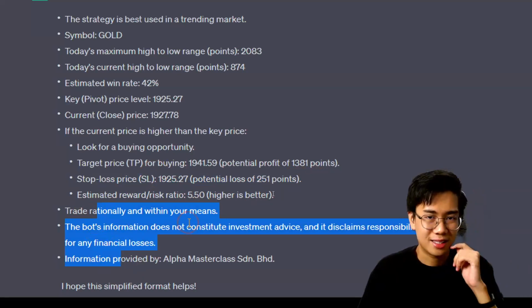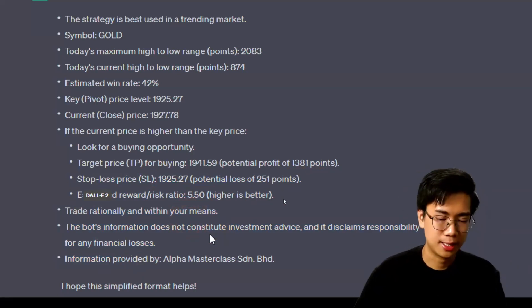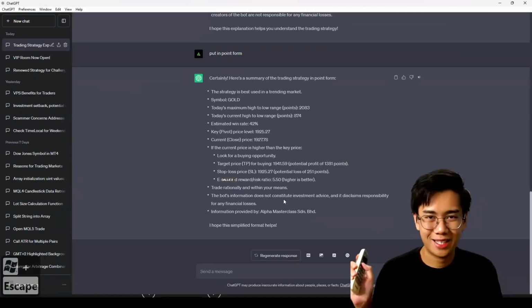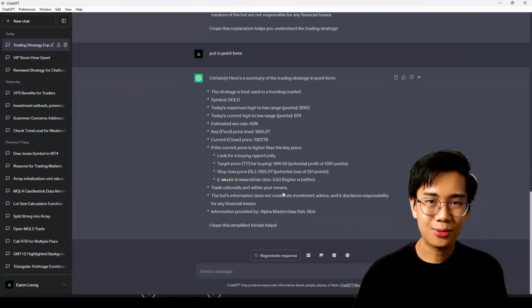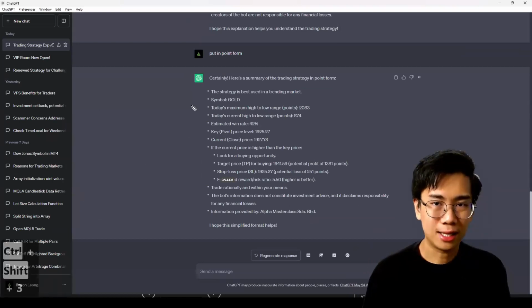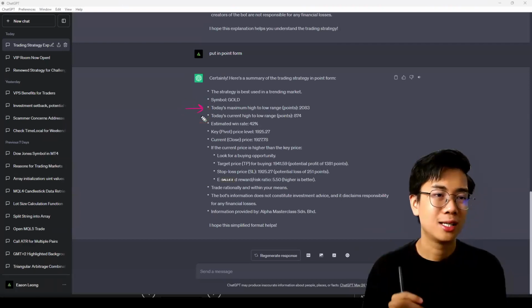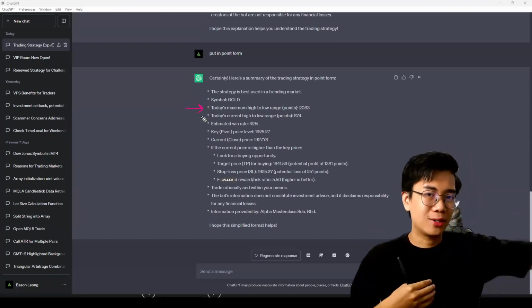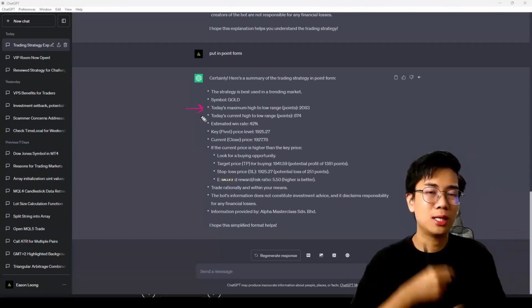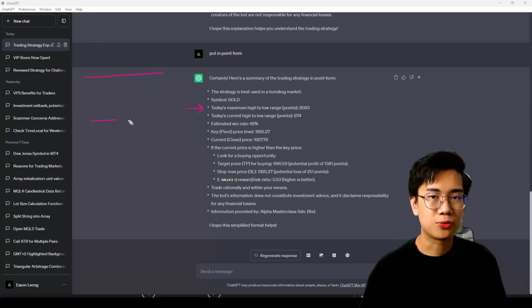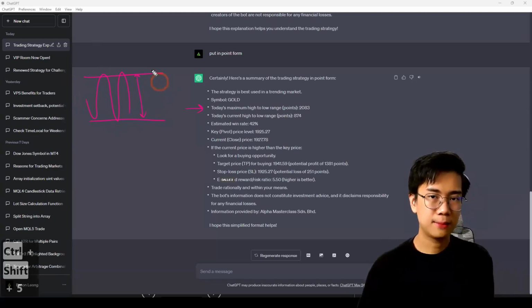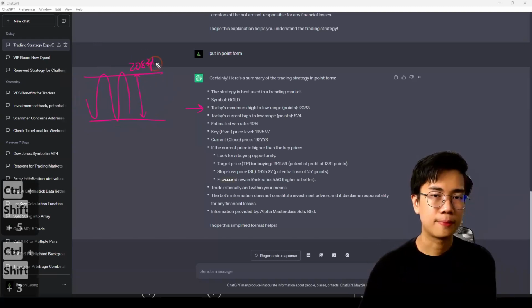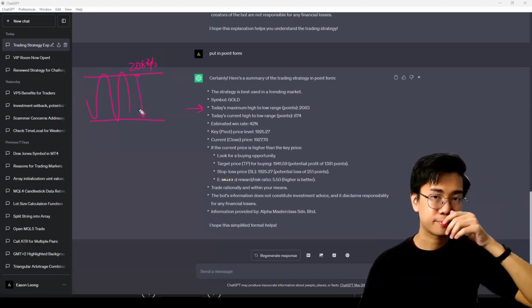So here is the explanation by ChatGPT. Now it comes to Ethan GPT. How to read all these things and what they mean: this is the maximum high to low range you are interested in for today's gold market, how far it can go or how narrow it is, which is the movement of today. The movement of today goes up and down, estimated around 2083 points.